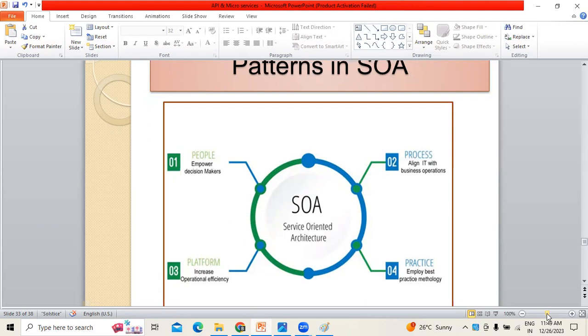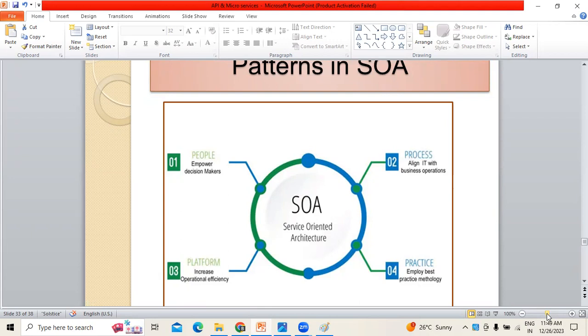Point number two, service-oriented architecture patterns will also depend on the process. What is the process here? If you have developed an application, what is it combined of? An application is a combination of two things. One is business functionality. Second is technical implementation. So aligning both IT and business is what we have to do.